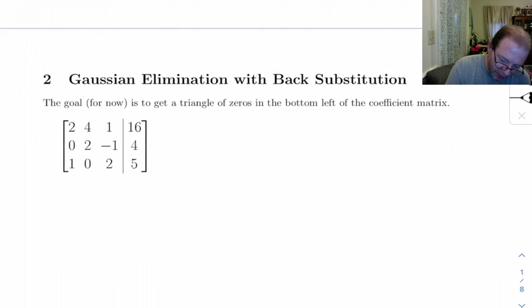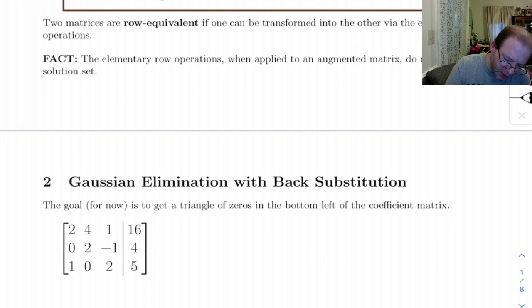The first thing I want to talk about here, before we get into those forms, is Gaussian elimination with back substitution. And I'm going to put that in the next video.